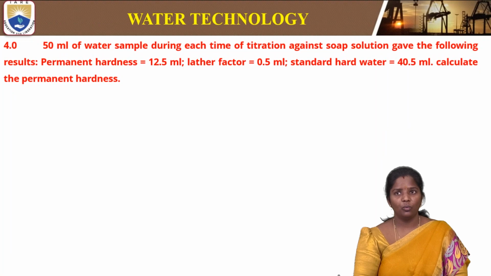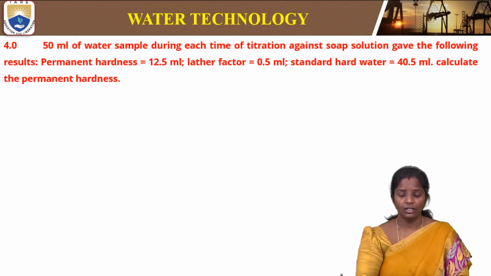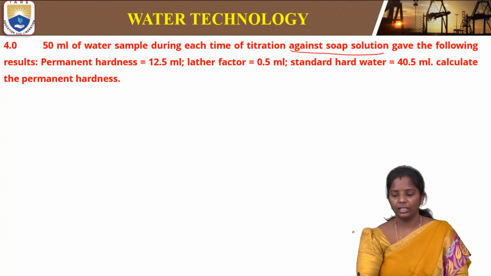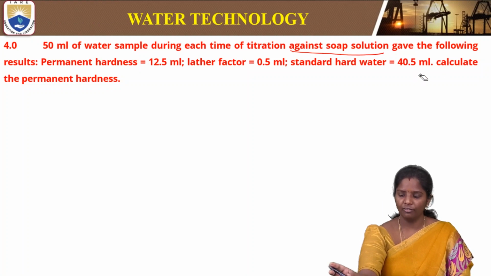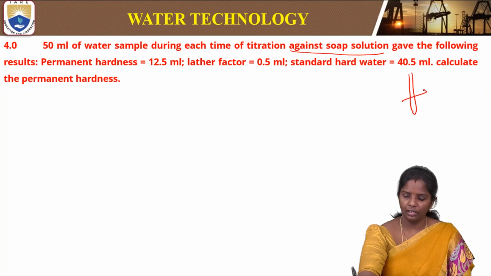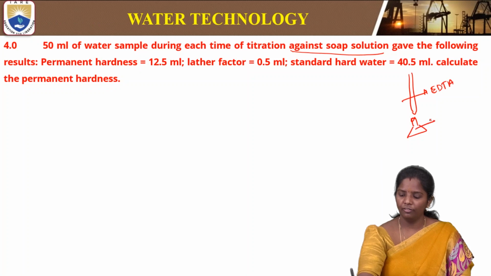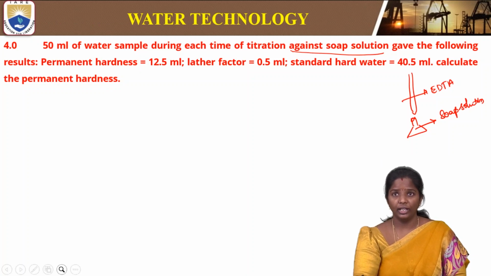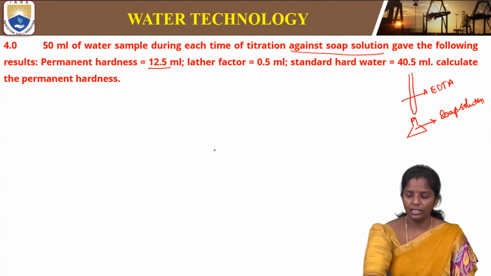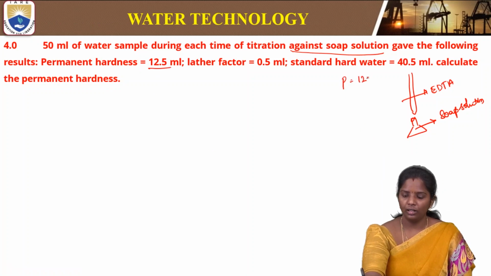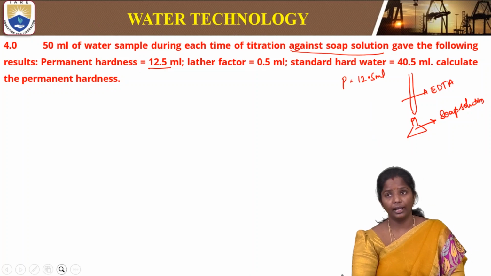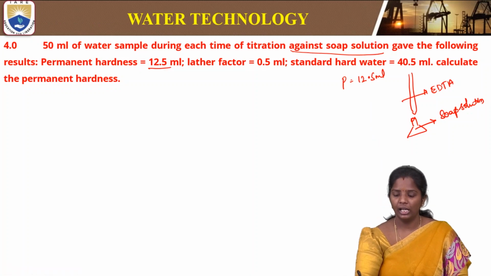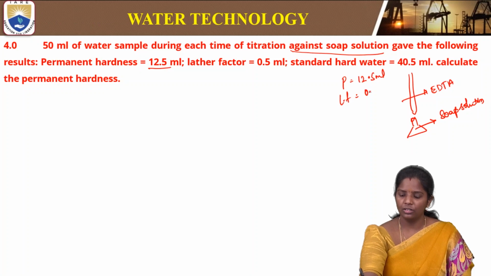Next is a 50 ml water sample titrated against soap solution. So now we are taking soap solution in the conical flask, and we have a burette containing EDTA. Why are we doing this? To understand the lather formation. That gave the results. Permanent hardness is 12.5 ml, that is the titer value, the volume of EDTA. Then lather factor is equal to 0.5 ml.